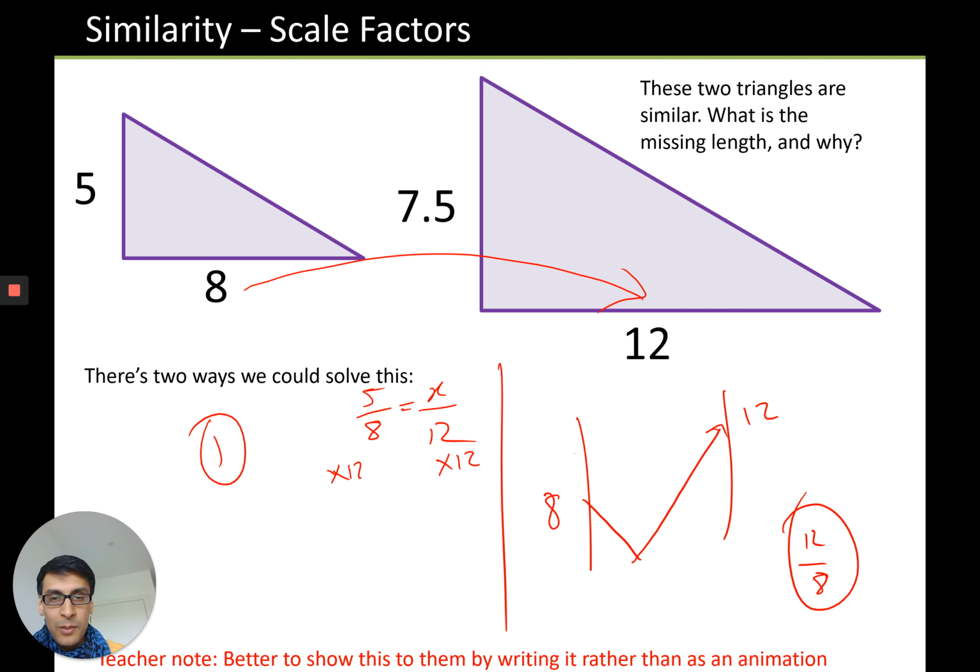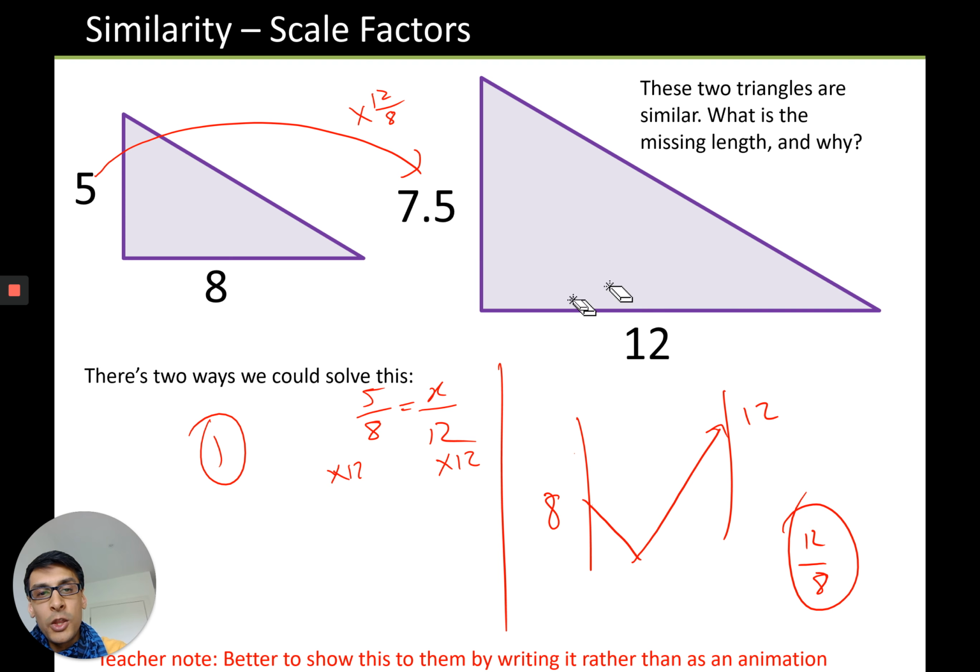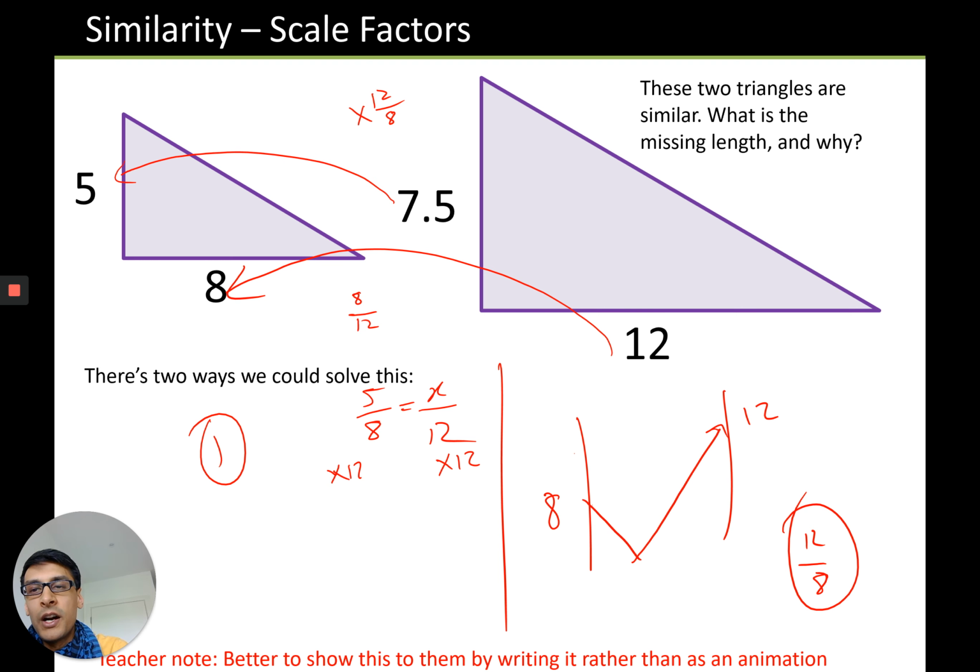And that means the same thing is going to apply here. 5 times 12 over 8 will give me 7.5. Now I can also do it the other way around. I can say I'm going that way, well, then I'm dividing by 12 and multiplying by 8. If I do 7.5 divided by 12 times 8, I will get an answer of 5.